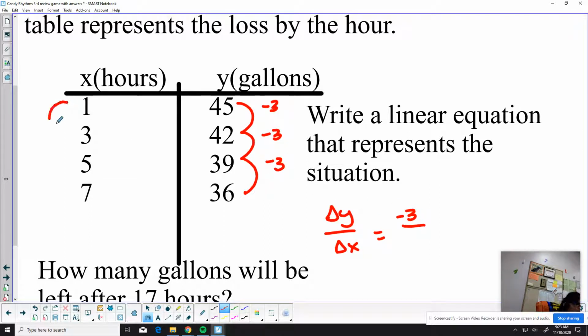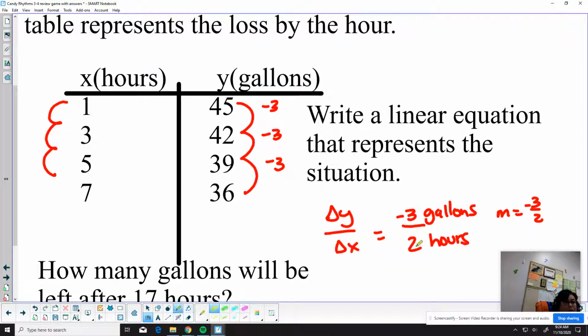And over here, looks like every 2 hours we're losing 3 gallons of water. So I can even put the labels in so it makes sense. So for every 2 hours, we're losing 3 gallons, and the losing is the negative part. So this would be my m, -3/2, or my slope. And the b, I would have to figure out. So let's see, how could we do that? We don't have the b yet. Well, can't we do what we've been doing in 4.1? So we have a slope, and we have 4 points. We just need one of them.